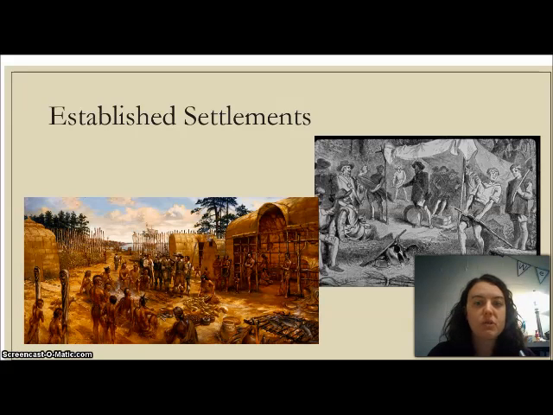So we have a couple pictures here. The bottom one on the left shows the English coming into a Native American village and looking at how they have things set up and talking to them before they establish a settlement. And then on the right, we have a picture of a very rough settlement where they're just beginning to set things up. The Native Americans were not against the Europeans settling. The problem is that they wanted to live where the Native Americans were already living.